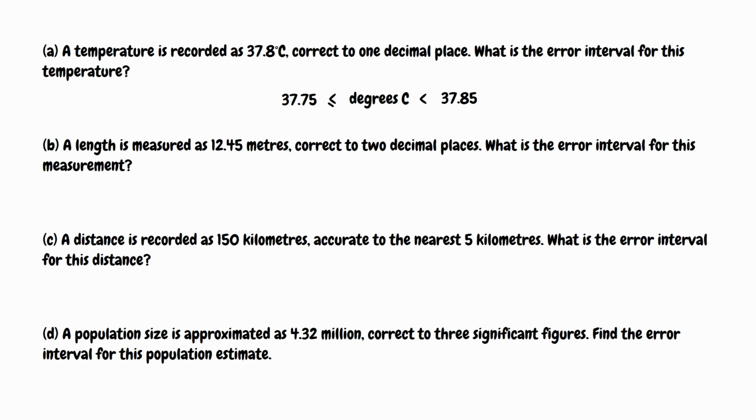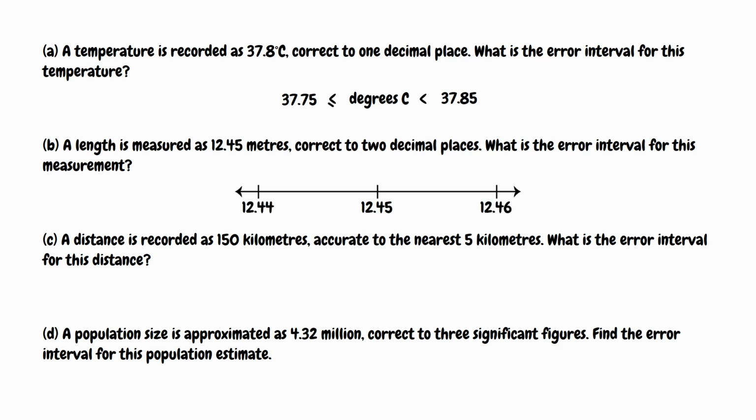So for question B, we have a length is measured as 12.45 metres, correct to 2 decimal places. To find the error interval this time, again we're going to draw our number line and place our 12.45 right in the middle. We have 2 decimal places this time. So what would the numbers be either side of our 12.45 to 2 decimal places? Well, that would be 12.44 and 12.46.